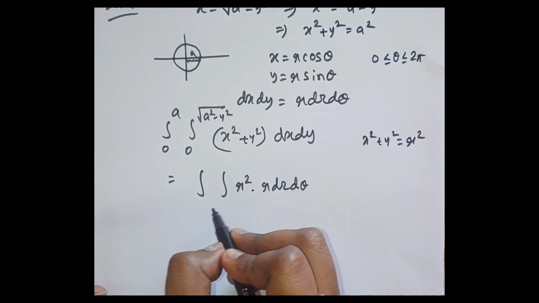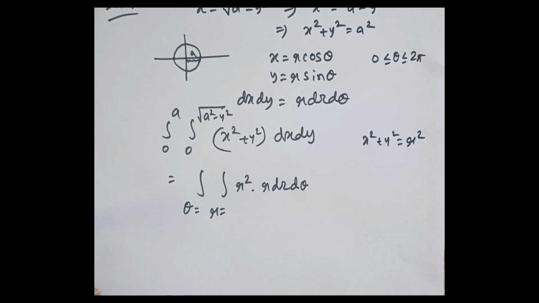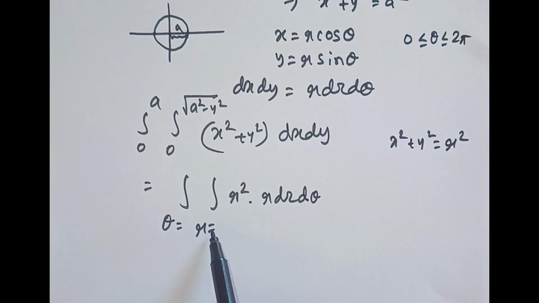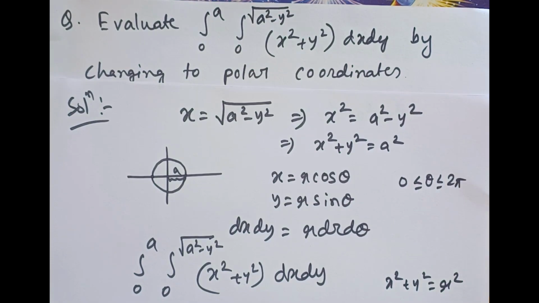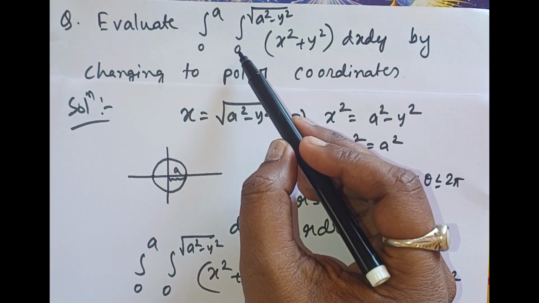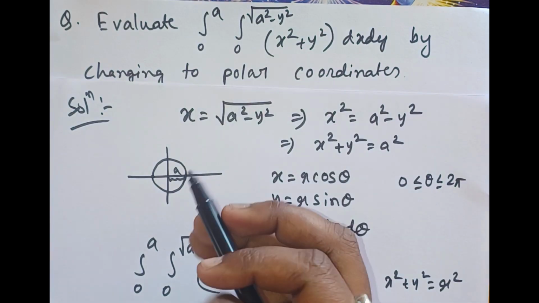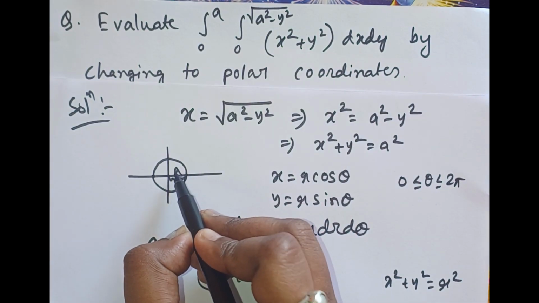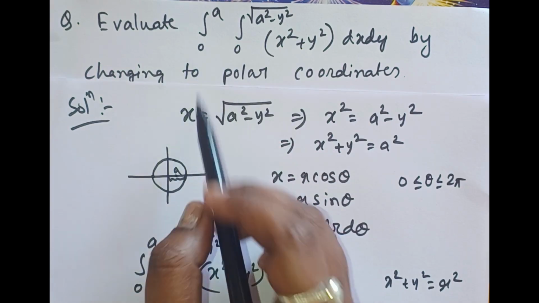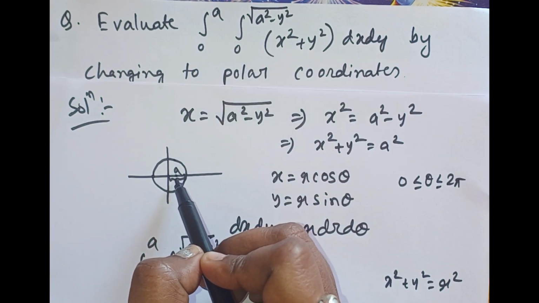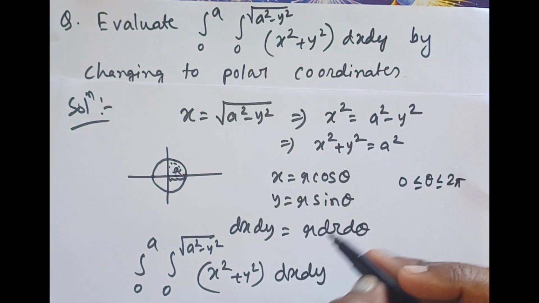Now only thing is to find the limits for r and theta. So for r, actually we have to understand the region here. In the question it is given 0 to square root of a square minus y square. That is, we are given with the first quadrant of this circle, the only one part. So y is equal to 0 to a. So only first quadrant is given, the shaded region.